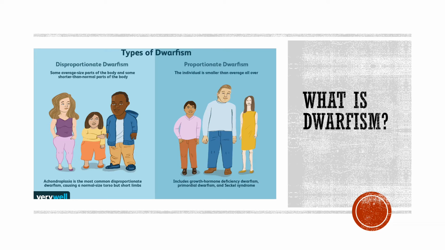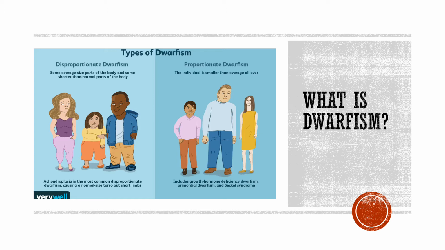So, what is dwarfism? Dwarfism is defined as short stature that results from genetics or a medical condition. These people are on average 4 feet, but the actual height definition is 4'10" or less. There are more than 300 different conditions that can cause dwarfism. So we divide dwarfism into two main categories that we see here. We have disproportionate dwarfism and proportionate dwarfism.